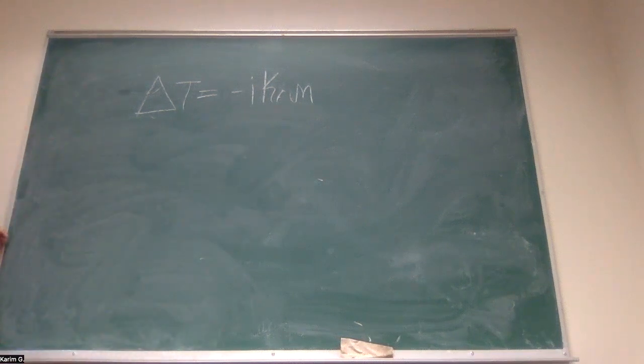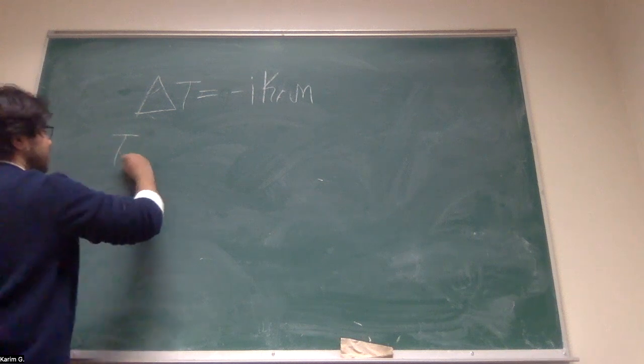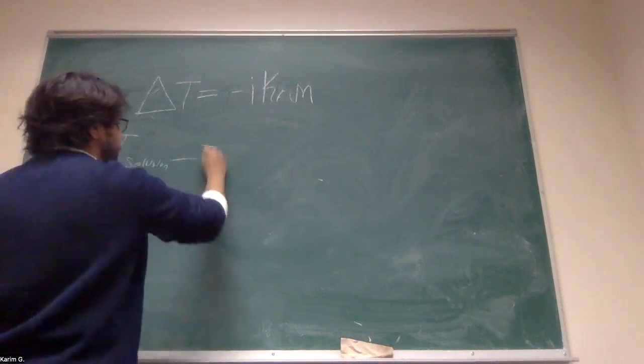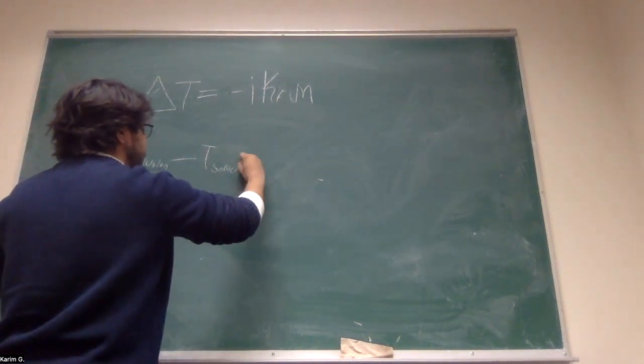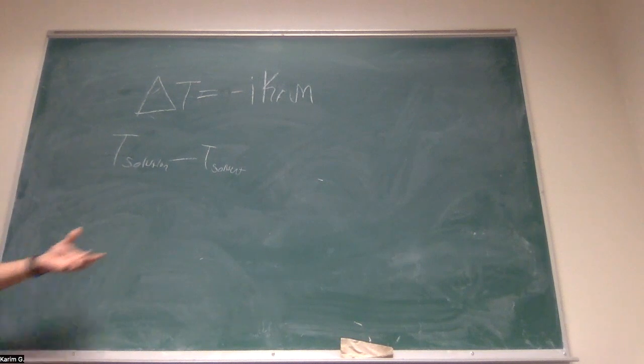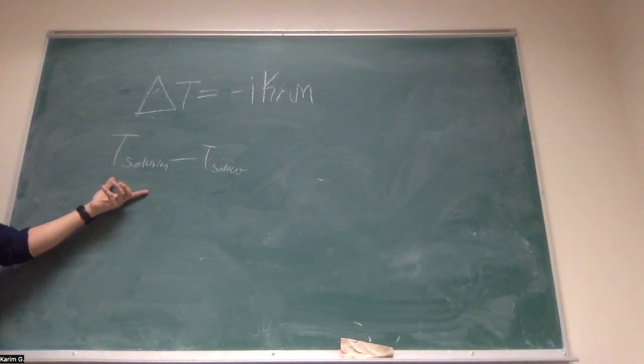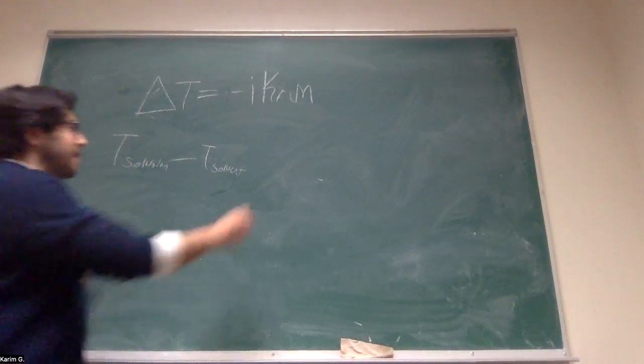So delta T, usually in physics and math, expands to final minus initial. In this case, we're talking about solutions, so our final will become solution, and our initial would become solvent. Initially we would have a solvent, and if we add a solute to it, we would have a solution. Does that make sense?